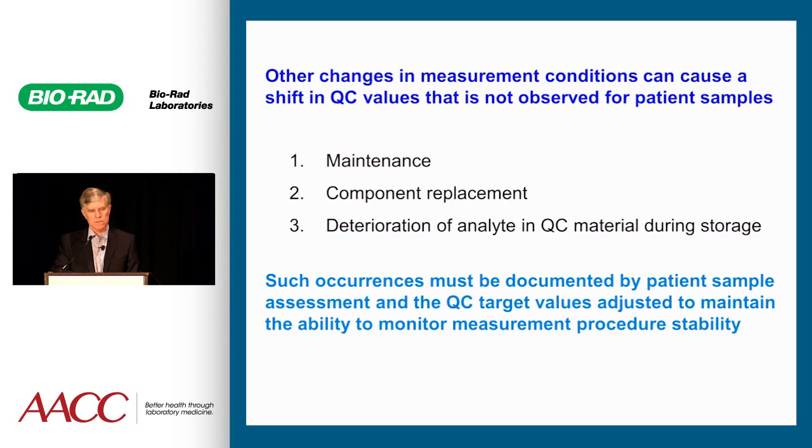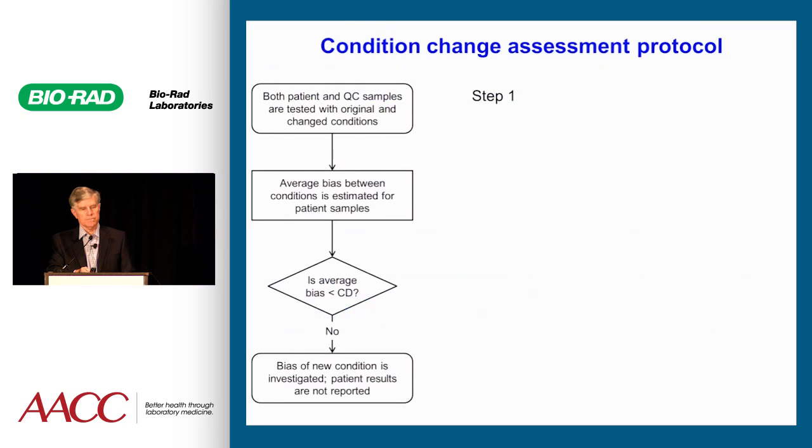So when these occurrences happen, and you see a QC shift that you can't figure out what caused it, make sure to use patient samples to determine whether or not it was real. If it was determined to be not real, then make the adjustment. And this is a diagram. I'm not sure of the final version that's going to be in the C24 document, but this is close to it.